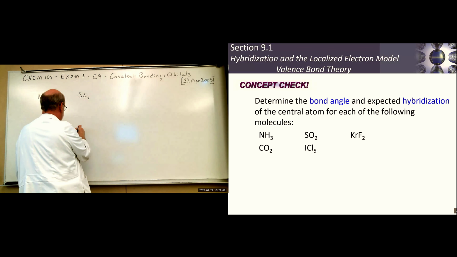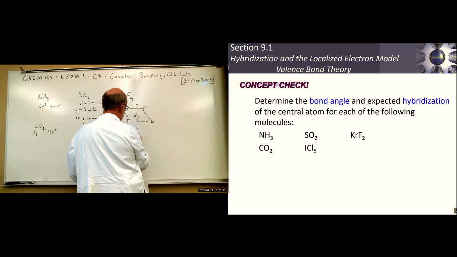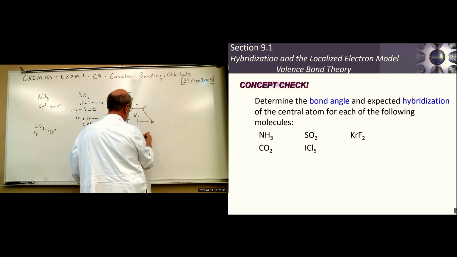This one would be the same as the xenon tetrafluoride. It would be krypton in the middle, and it would have this. That didn't work out too well, did it? And it would have a lone pair here, and fluorine here. So this would be d2sp3 hybridized with 180 degrees, 90 degrees, 120 degrees.